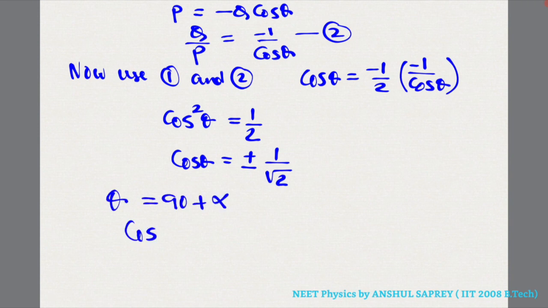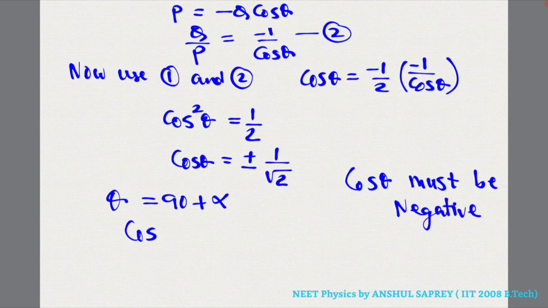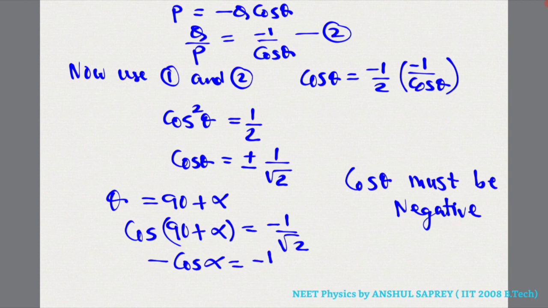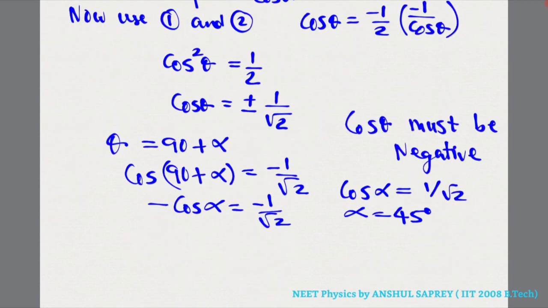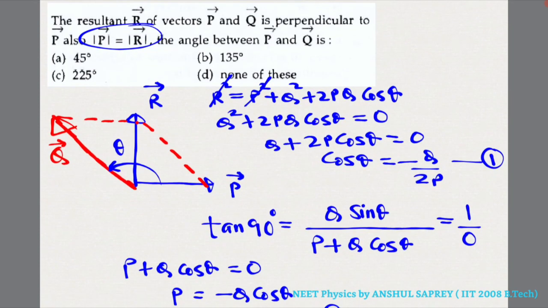So cos theta must be negative, because in the second quadrant cos theta is negative. So cos(90 plus alpha) is equal to minus 1 by root 2. So minus cos alpha is minus 1 by root 2, so cos alpha is 1 by root 2. Alpha is 45 degrees. So theta is 90 plus 45, that is 135 degrees. Correct option is B. Next question.